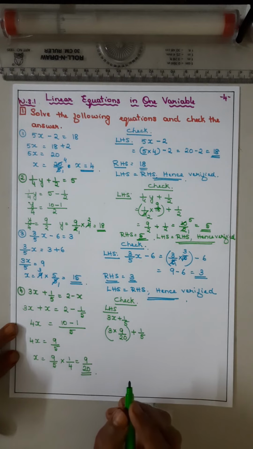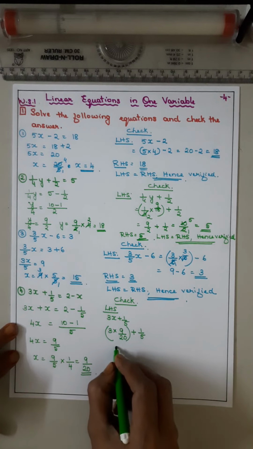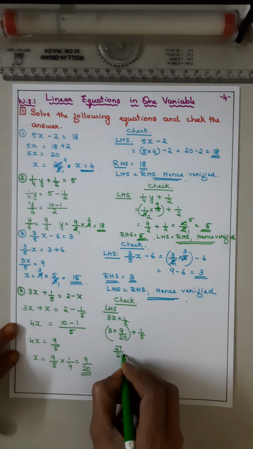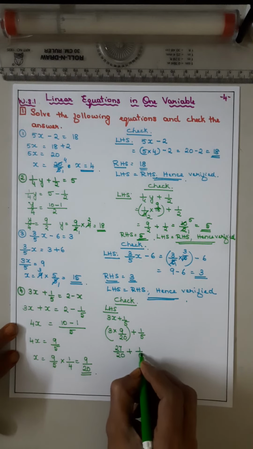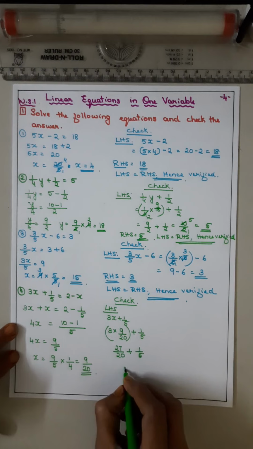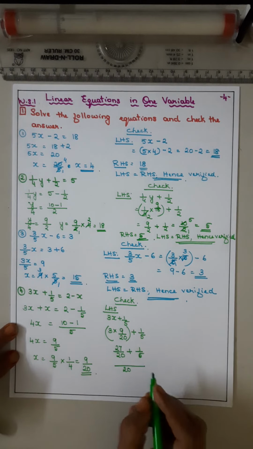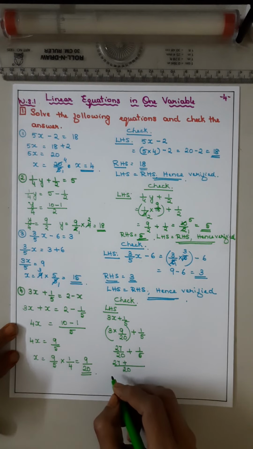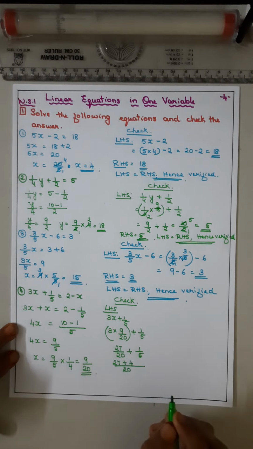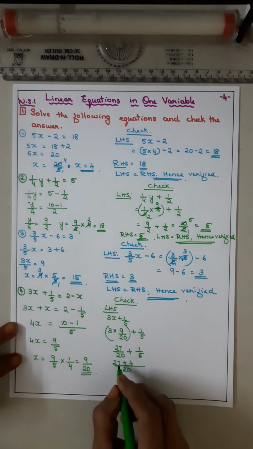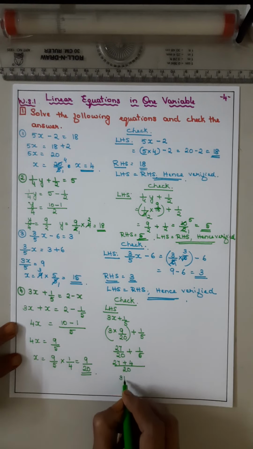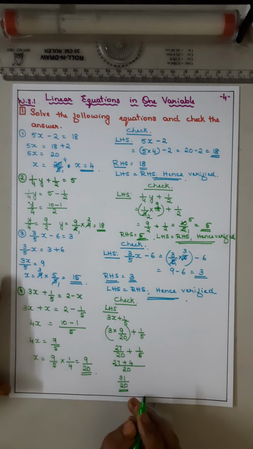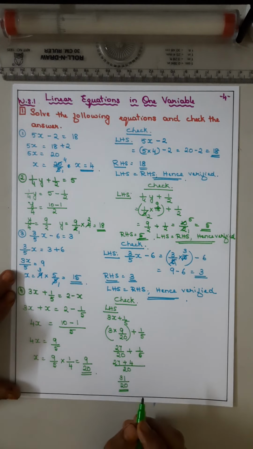Now there is no cutting. 9 3s are 27 by 20 plus 1 by 5. Now LCM will be 20, okay? 27 plus 5 4s are 20, 4 1s are 4. So 27 plus 4, how much will it be? 31 by 20. Understood? So 27 plus 4 is 31.